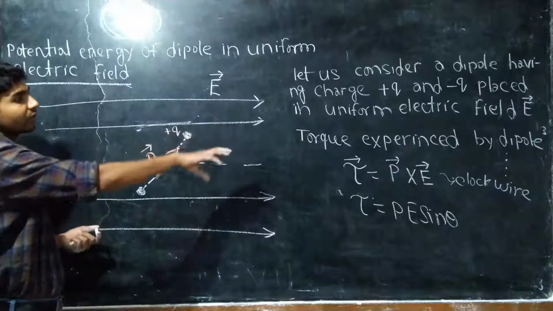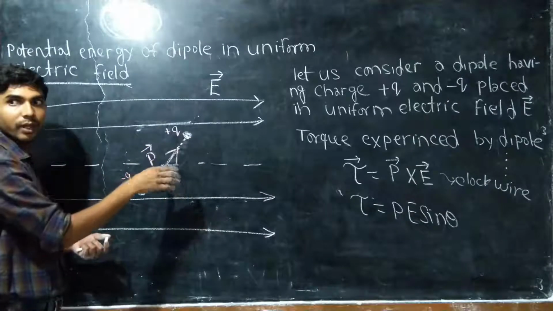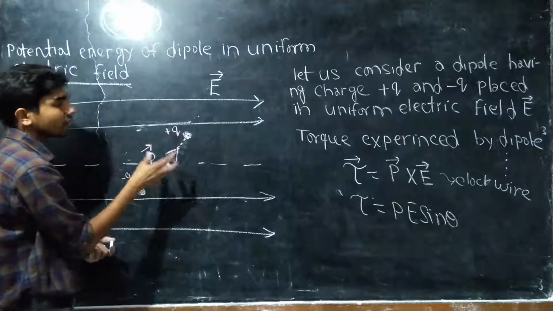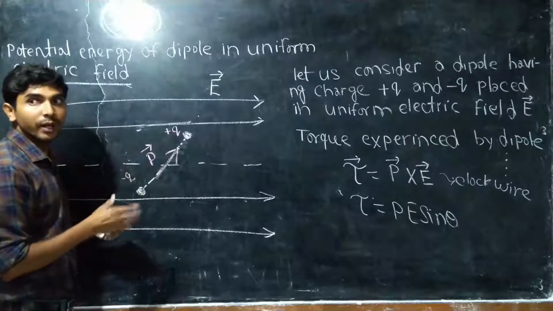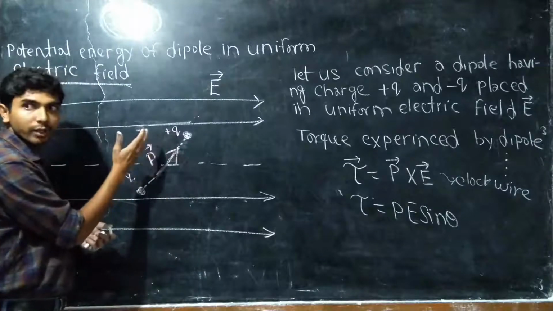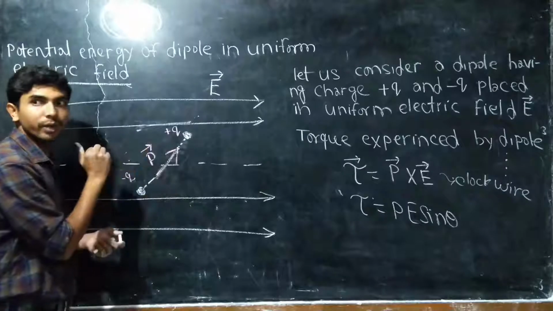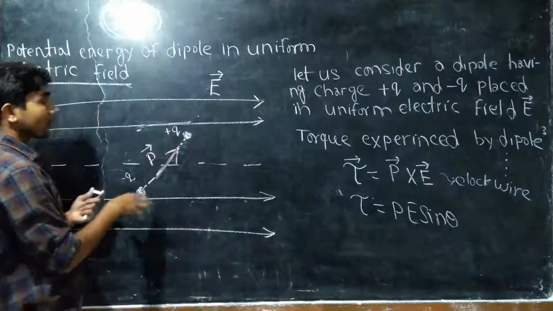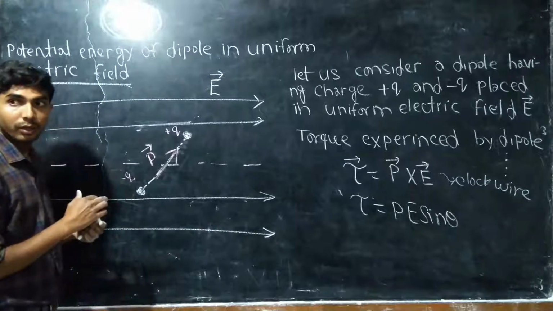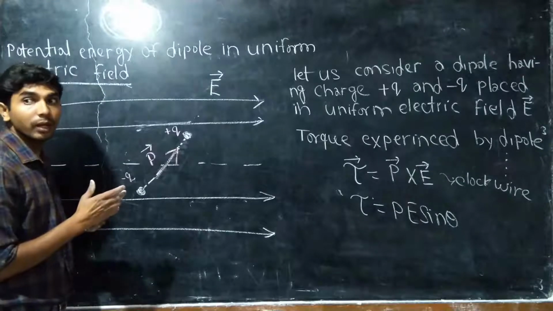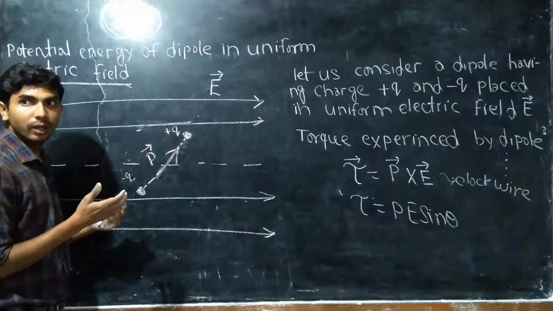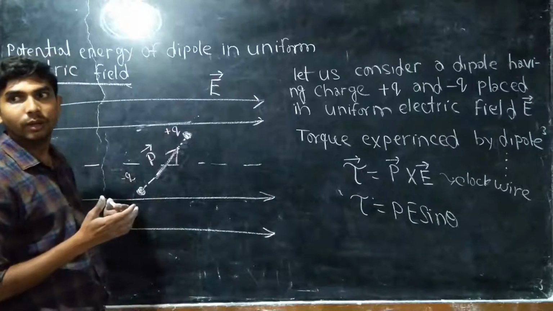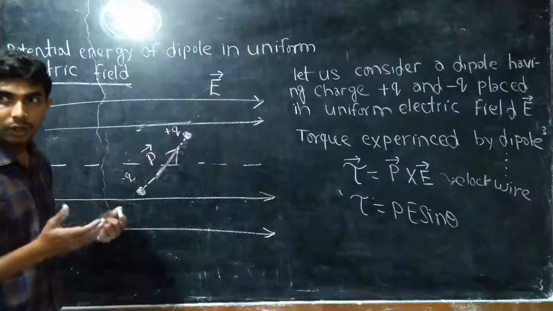So this torque is acting in clockwise direction, right? An external agent is applying torque in the opposite direction, in anti-clockwise direction, right? And as he is applying torque, he is doing some work. So basically we are going to calculate how much work he is doing. And who is doing the work? The torque or the external force?